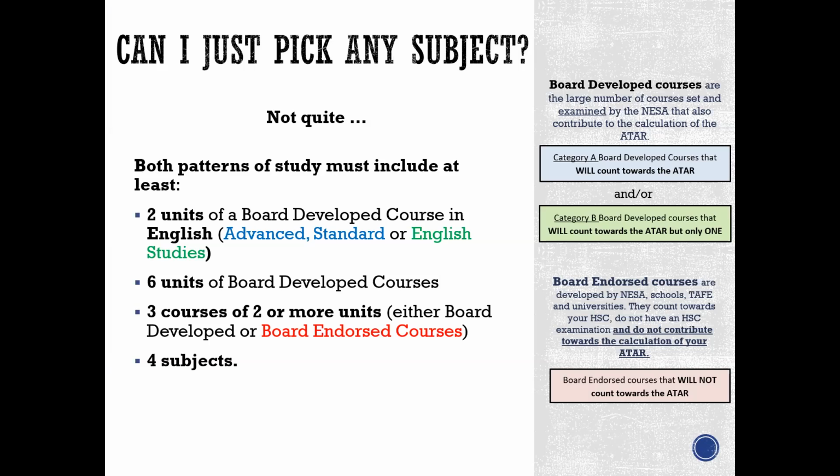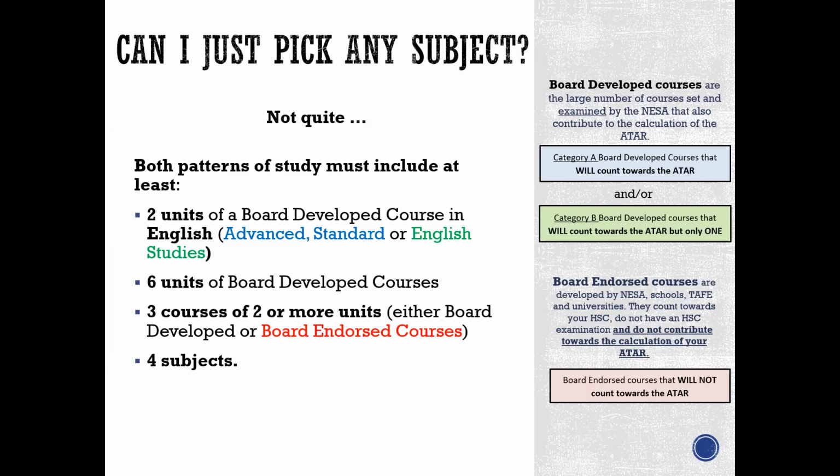Board-developed Category B subjects, or the green subjects, are board-developed courses that do count to the ATAR, but only one. Board-endorsed courses, or red subjects, are developed by schools, TAFEs and universities. They count towards the HSC, but do not have an HSC examination and don't count towards the calculation of the ATAR.